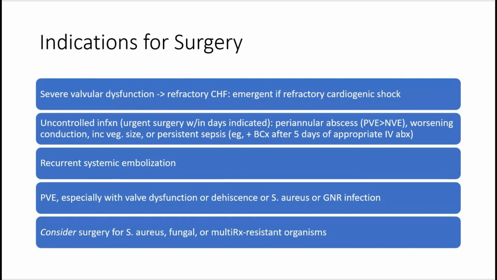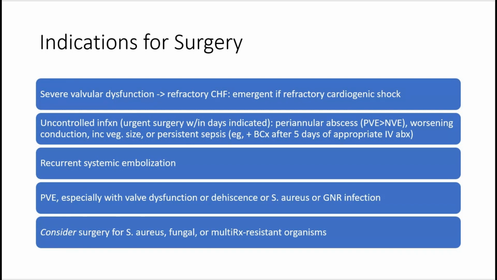Here are some indications for surgery. These include severe valvular dysfunction with congestive heart failure and an emergent indication if there's refractory cardiogenic shock, uncontrolled infection, if there's periannular abscess, worsening conduction, increase in vegetation size, or persistent sepsis. Persistent sepsis means positive blood culture after 5 days of appropriate IV antibiotics, or there's recurrent systemic embolization.